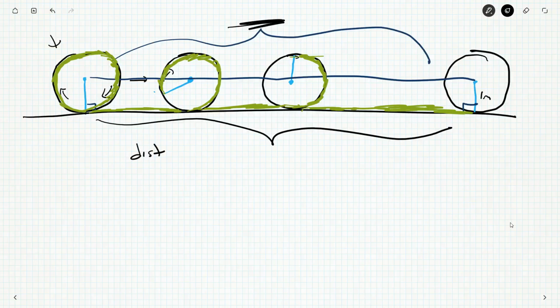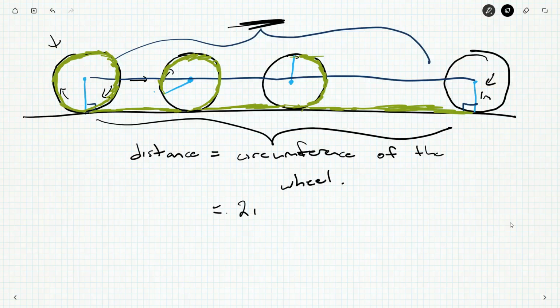So this distance is equal to the circumference of the wheel, or a paint roller in my mind. Well, I can figure that out because I know the radius. So what's circumference? Well, it's 2 pi r. So in this case, 2 pi times 1 meter. So we get 2 pi meters, and I think that was one of the answers that we read out.